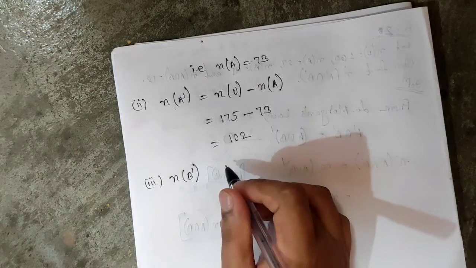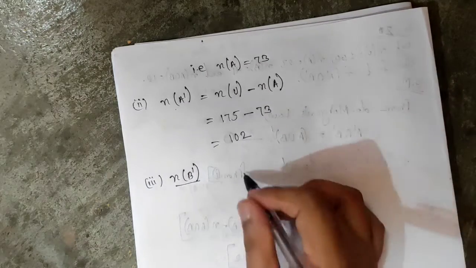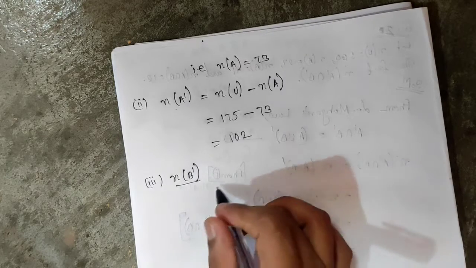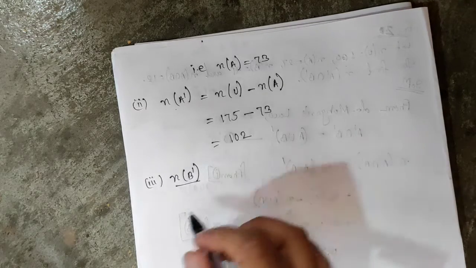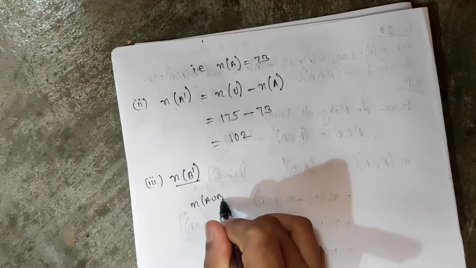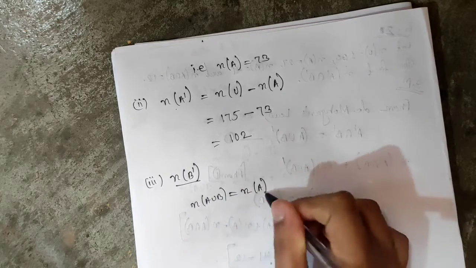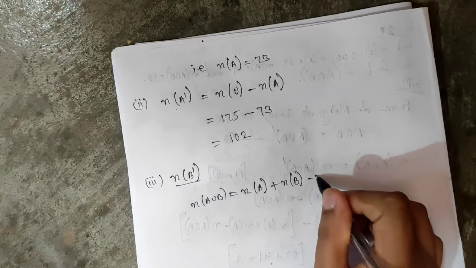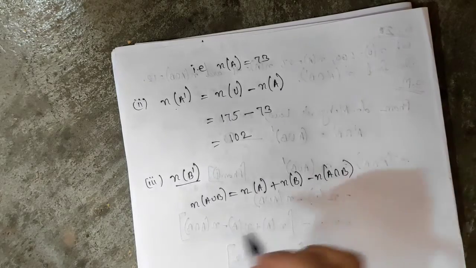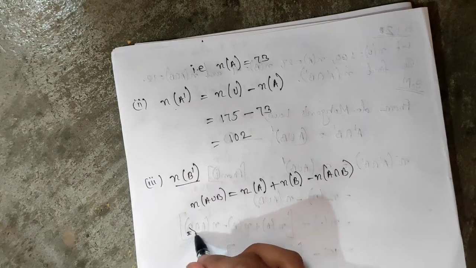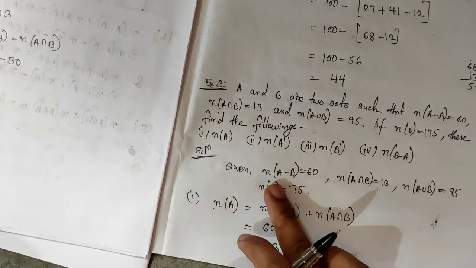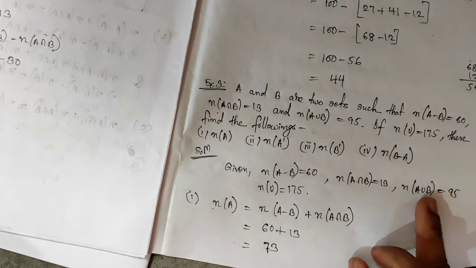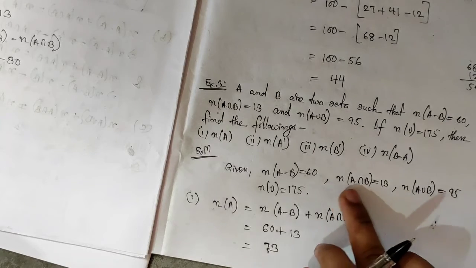Before finding n of B complement, we need to find n of B. We don't know n of B, but we know n of A union B and n of A intersection B. So n of A union B equals n of A plus n of B minus n of A intersection B. Let's see the question again. n of A union B is given as 95, and n of A intersection B is 13.